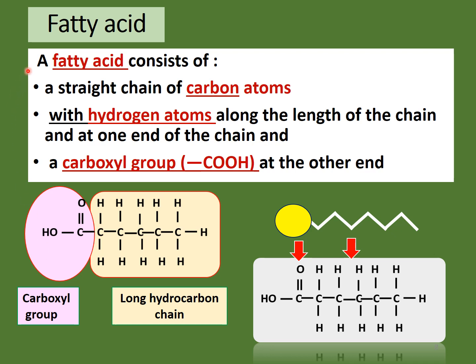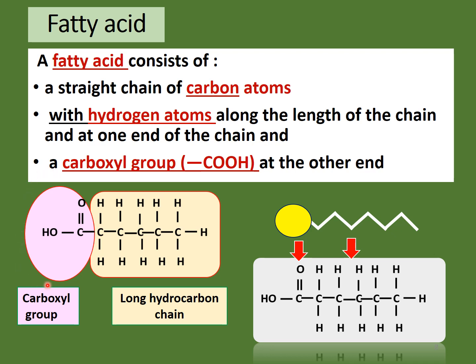What is a fatty acid? A fatty acid consists of a straight chain of carbon atoms with hydrogen atoms along the length of the chain and at one end of the chain, and a carboxyl group, which is COOH, at the other end.